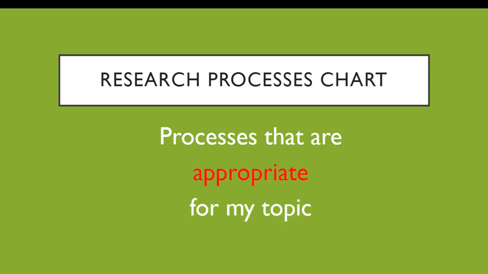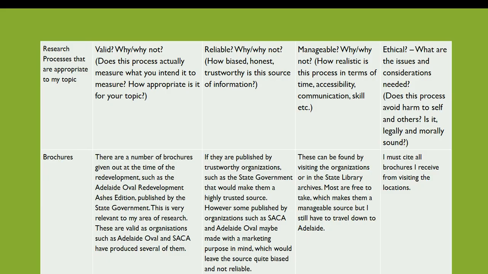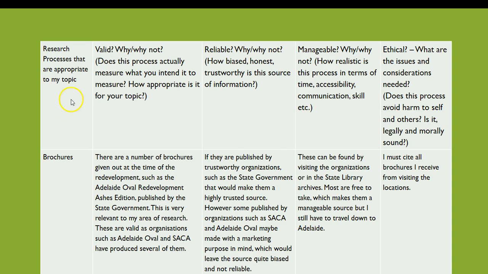And this is the word to remember: appropriate. You're going to plan your research processes that are appropriate for your actual topic. There are loads of examples on this particular step, but this is the process, okay? In this column, you start planning out the actual research processes. Then you say why this is valid, why it is an appropriate process for your topic.